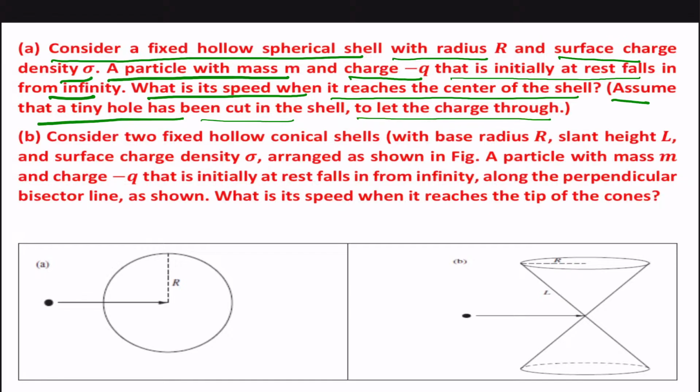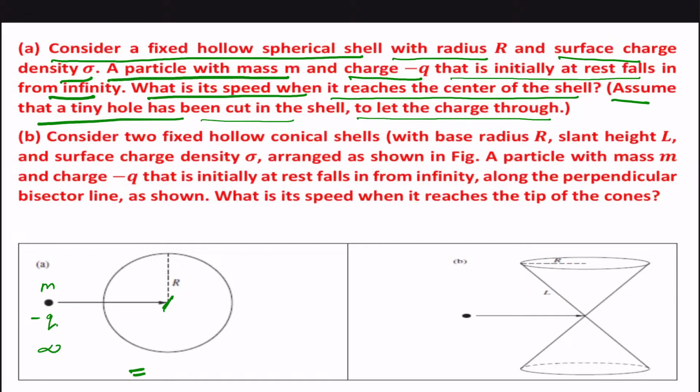So for this part A, the figure is already given to us. So this is our charge, which is our minus q, and mass is given as m. So it starts from infinity, and ultimately we have to find out what will be its velocity at the center of the shell. So this is our first part.